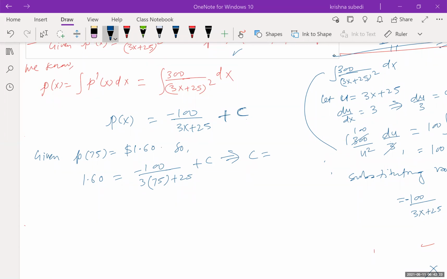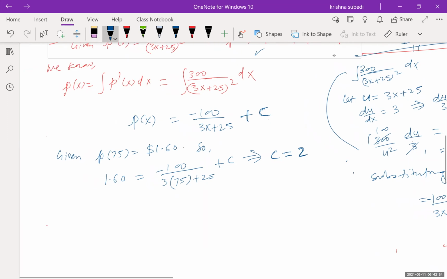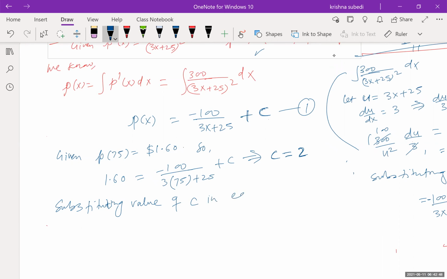Okay, so when you solve it, you get 2. I trust you guys, this is the correct answer. If this one is wrong, that is your problem, so make sure that this calculation is right. So substituting the value of c, let's say this is my equation 1. Substituting the value of c in equation 1, we get our price function P of x is negative 100 divided by 3x plus 25 plus 2. That's it.